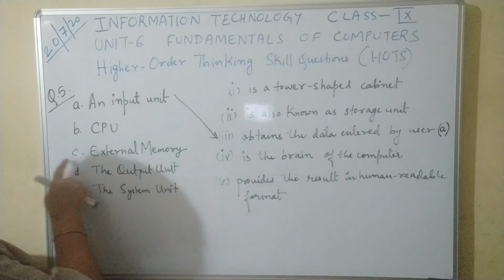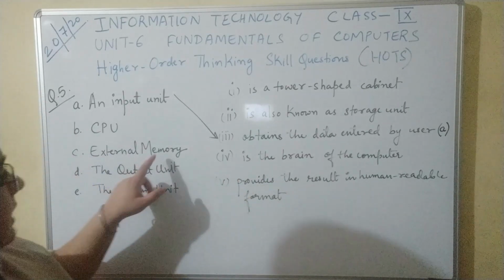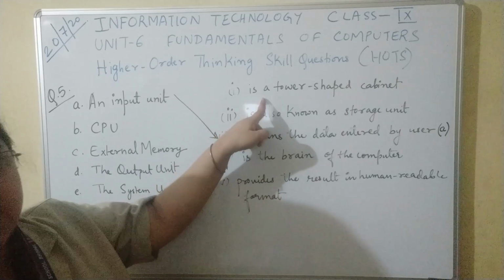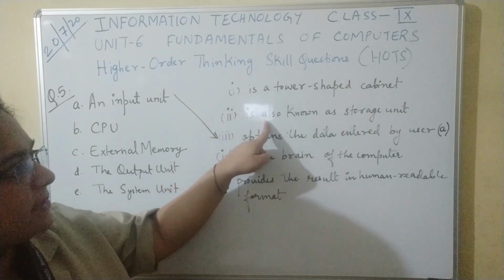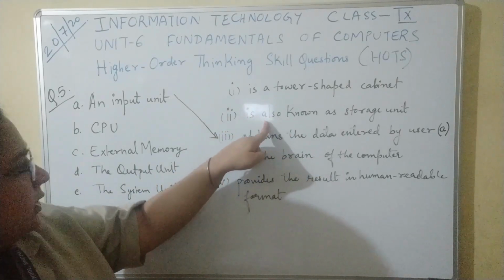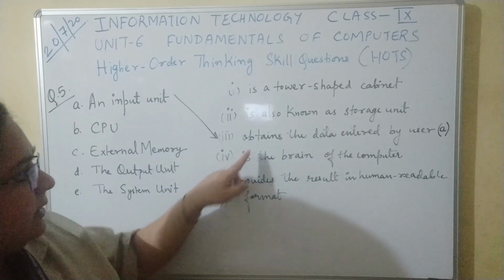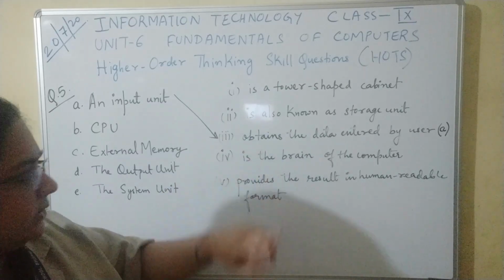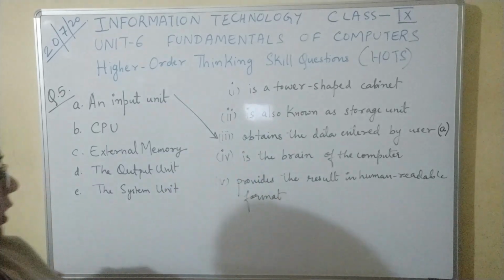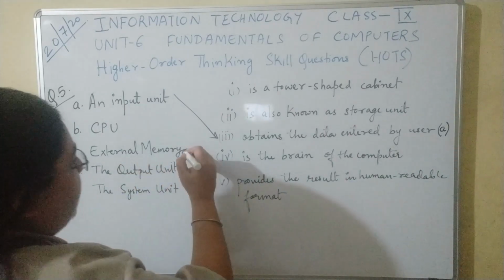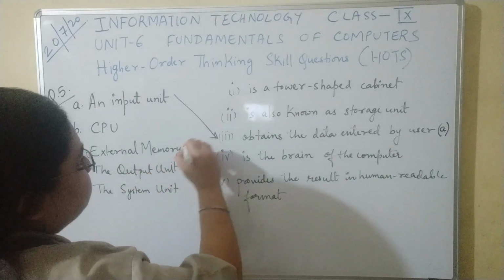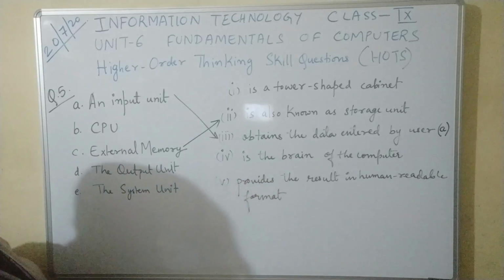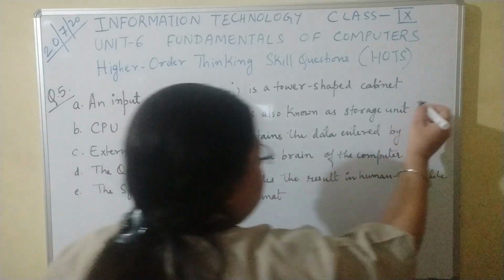So we will take the third one, external memory. Is a tower shaped cabinet? No. Is also known as a storage unit? Yes, it could be. This has been skipped. Brain of the computer? No. Provides result? No. So we are getting a direct match for external memory, that is this one, and we can write C over here.